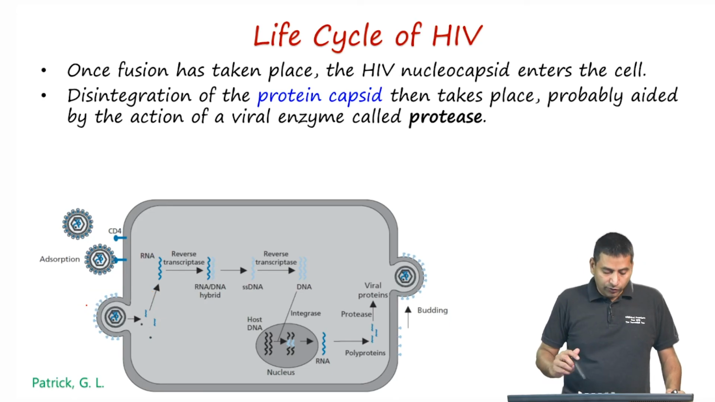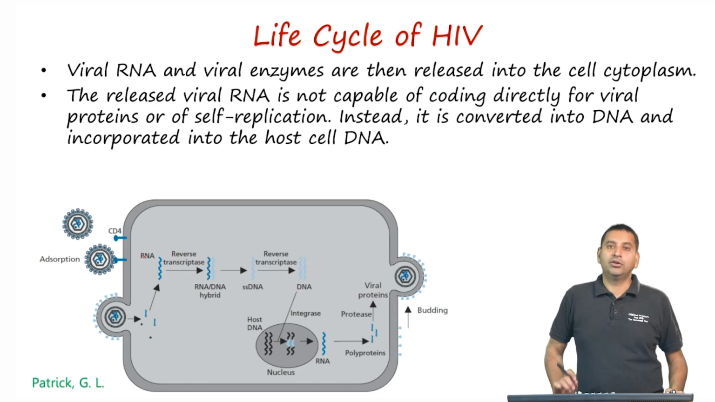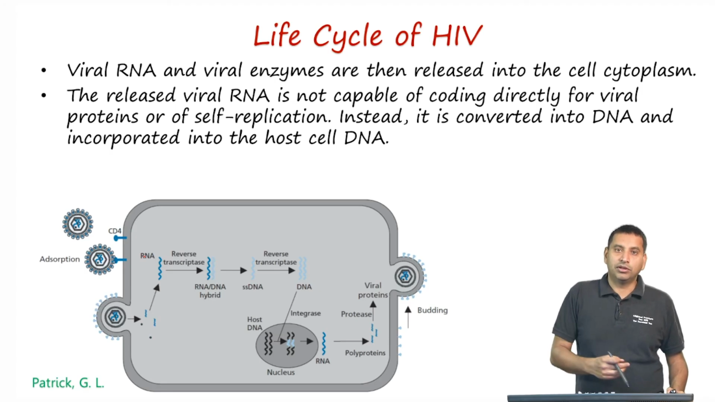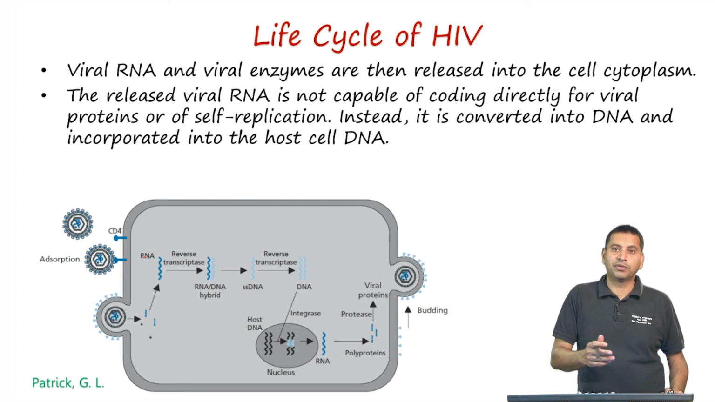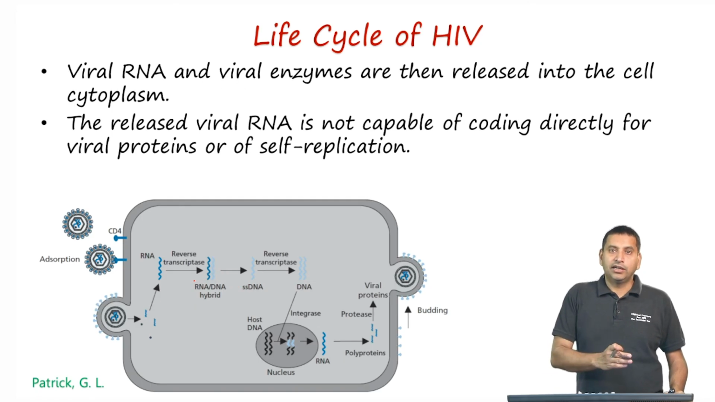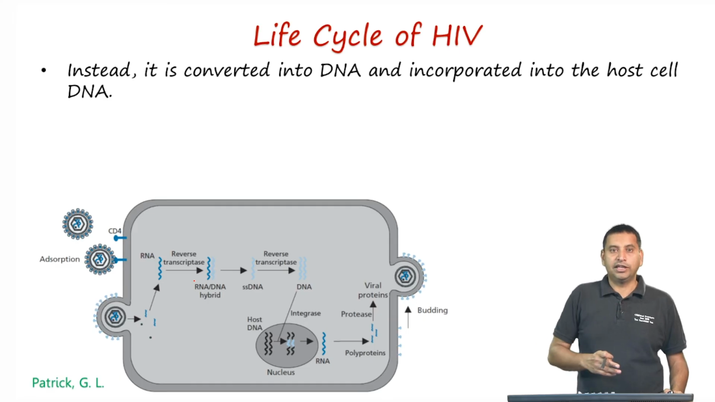Okay. So, then once fusion has taken place, it releases the single strand RNA. Before that, you need the enzyme called protease, which breaks down the protein capsid, and then once it is broken, then you need to have reverse transcriptase. Okay. So, the released viral RNA is not capable of coding directly for viral proteins or for self replication. Instead, it is converted to DNA using the host machinery. So, viral RNA and enzymes are then released into the cell cytoplasm, and then it is converted to DNA and incorporated into the host cell DNA.